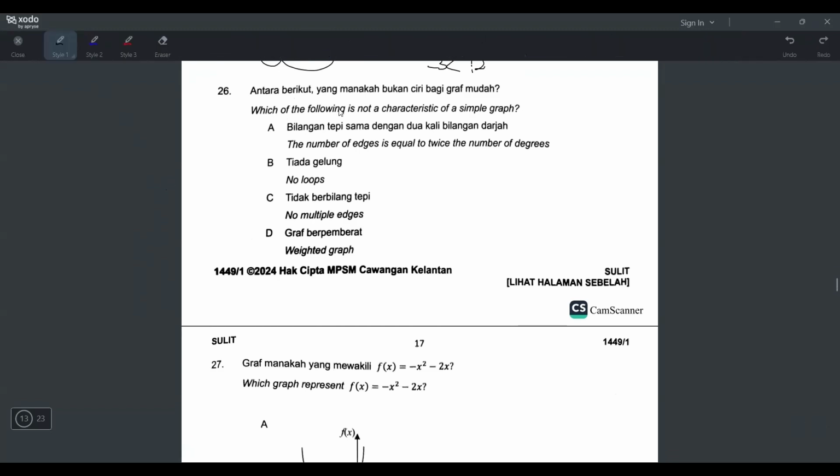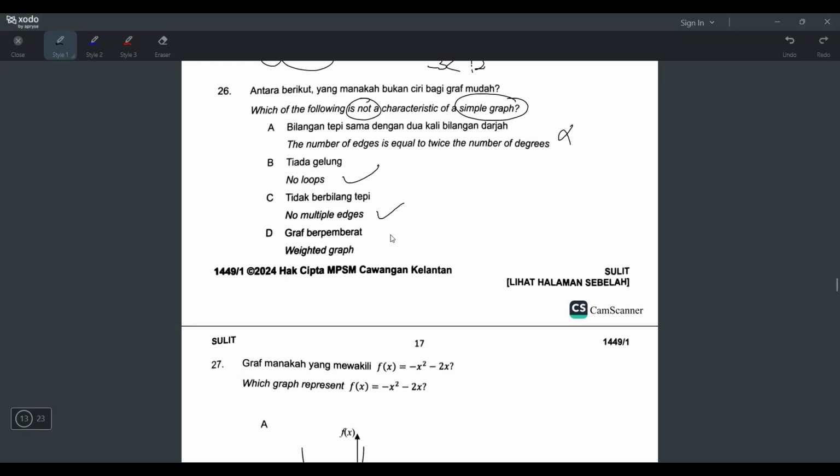Okay, 26. Which of the following is not a characteristic of a simple graph? Simple graph means no multiple edges, no loops. But they say not a characteristic, so which one is a characteristic? Number of edges is equal to twice the number of degree. Wait, is this correct? No, right? It should be the other way. The number of degrees is twice the number of edges. So this is wrong already. No loops, yes, a simple graph cannot have loops. No multiple edges, yeah, this is also a characteristic of a simple graph.